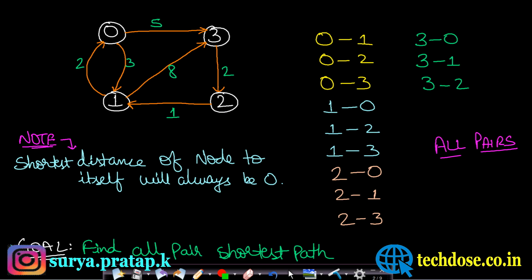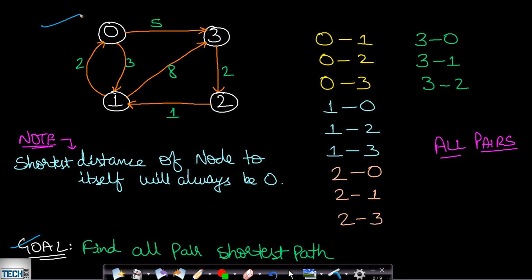In this problem, our goal is to find all pair shortest paths. So we are given a graph and we want to find the shortest path between each and every pair of vertices. In this case we have 4 vertices. So how many pairs will we have? For each and every vertex we will have 4 other vertices. One will be itself, that is from 0 to 0 for node 0, and the others will be from 0 to 1, 0 to 2 and 0 to 3.